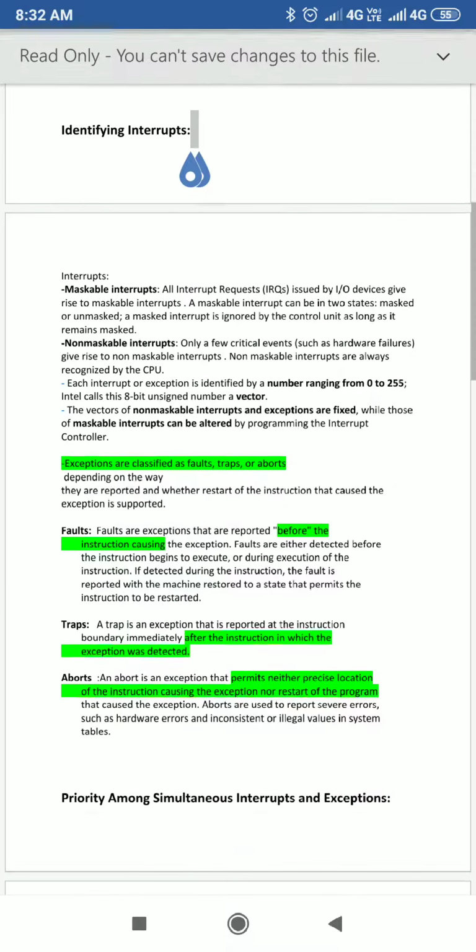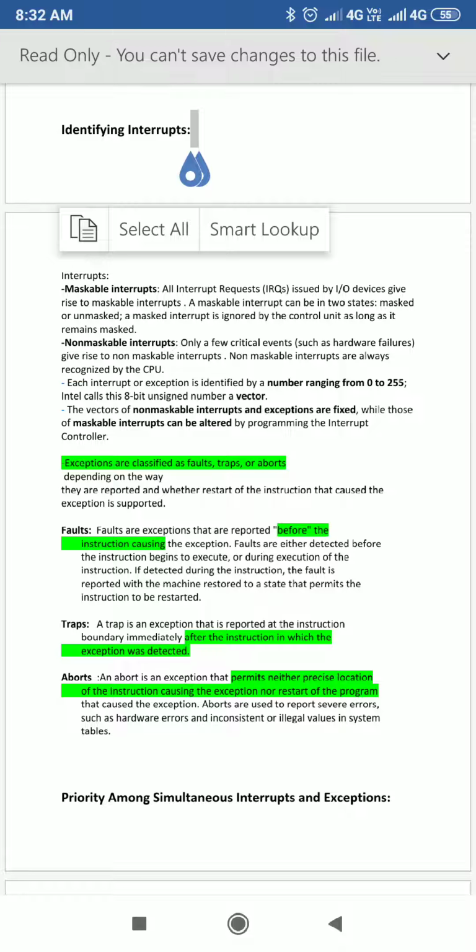Now, if we want a larger number of interrupts to be processed, then we assign priority to the interrupts. Our next topic is priority among the interrupts. We'll see it later on. These are the types of hardware interrupt.